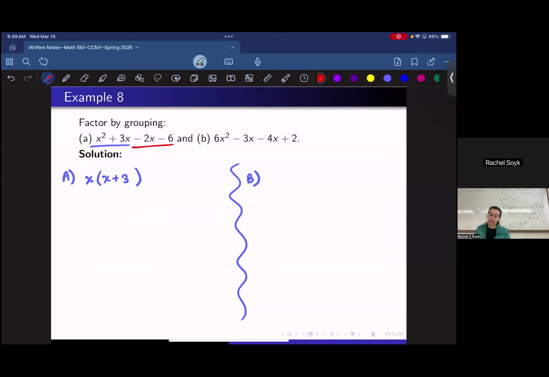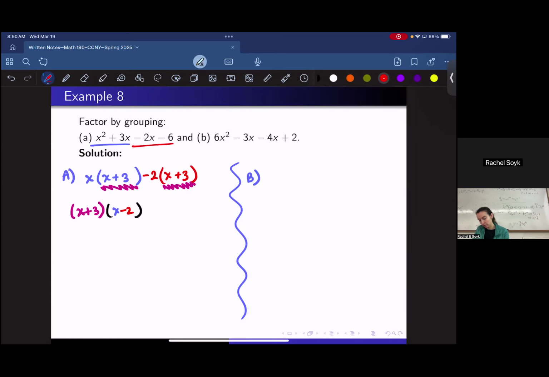What's a GCF between negative 2x and negative 6? Pull out that negative. Negative 2. What's left in parentheses? x plus 3. Did we do it correctly? We did indeed. What we have in parentheses is exactly the same, so we can pull that out. And when we pull out that x plus 3, what are we left with? This whole x minus 2. And we're done.